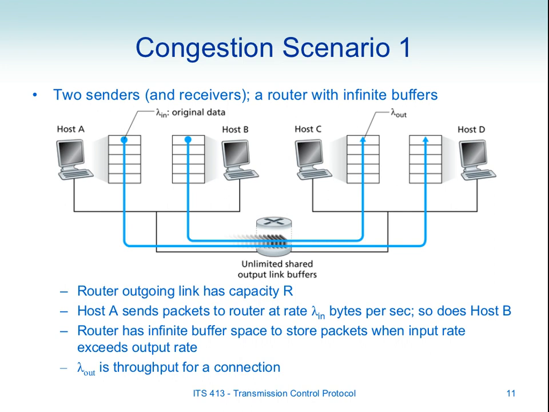So we may think that we have random arrivals of packets here. Sometimes host A is sending a lot, sometimes host B, sometimes both of them are sending a lot. On average, each host is sending at lambda in.